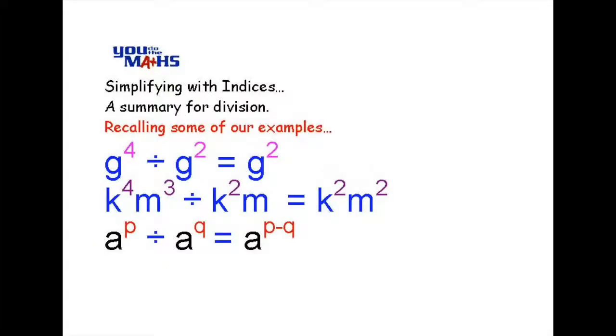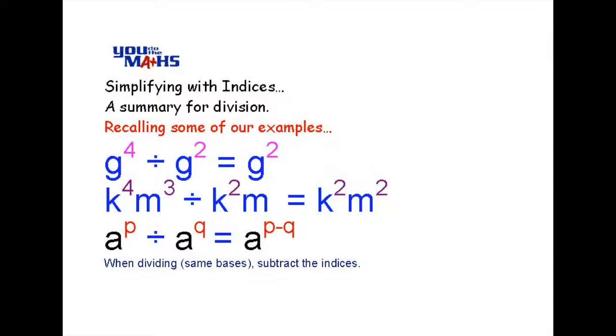So just a bit of a review of what we've just done. If we have a look at some other examples here, if we do g to the power 4 divided by g squared, we're left with g to the power 2. Likewise, if we look at the powers in the k's and the m, k to the 4 divided by k squared gives us k squared, and m to the 3 divided by m to the 1 gives us m squared.